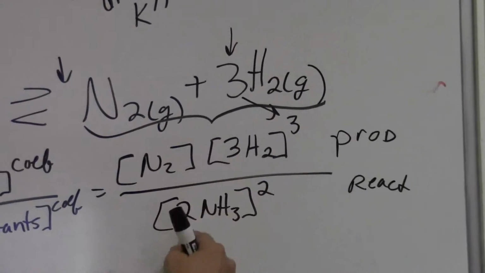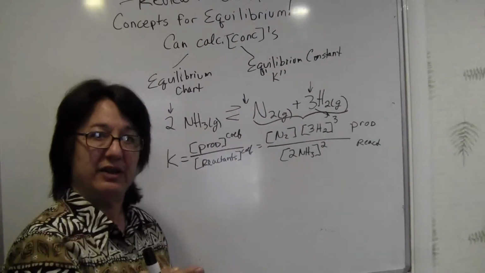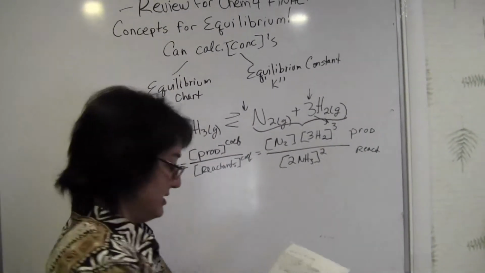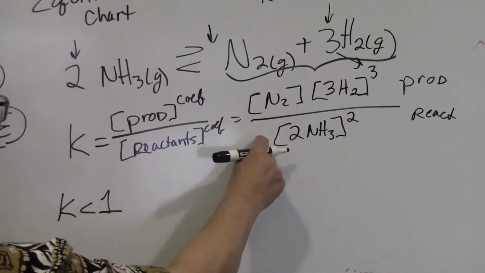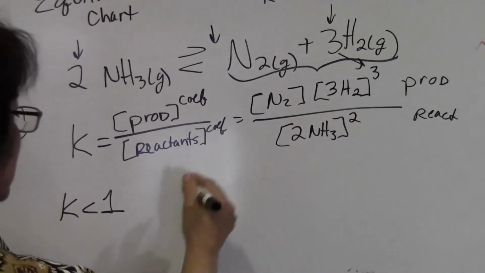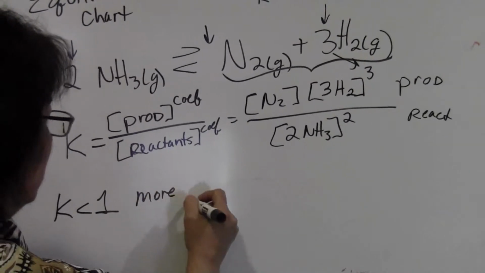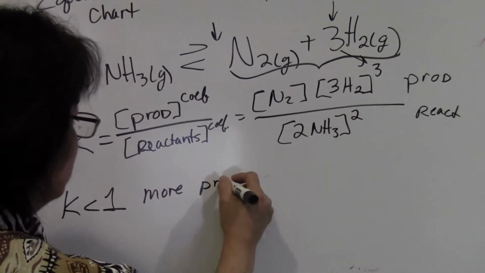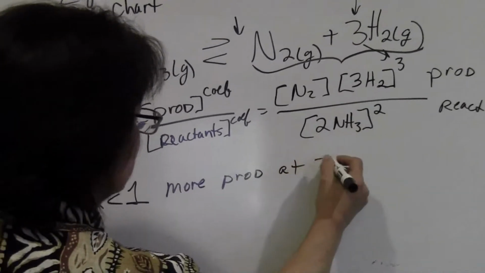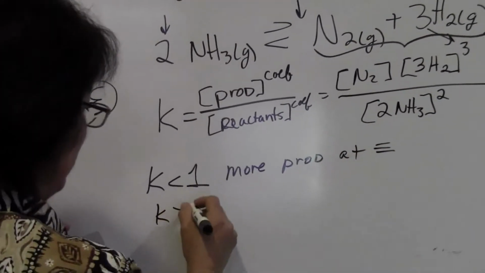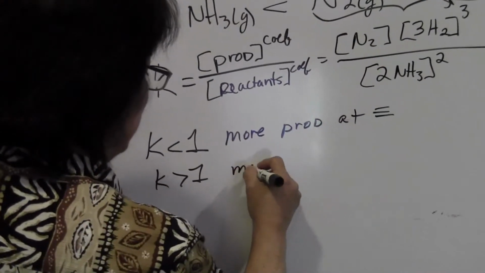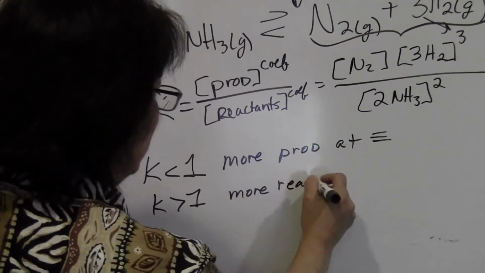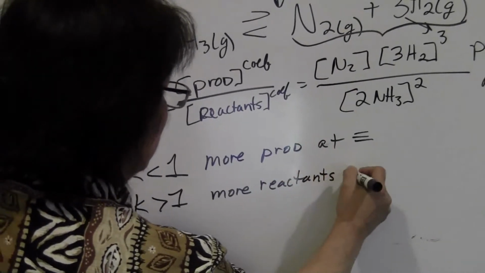Naturally, after that, we would plug in the x's or the values that we had, and then we could use it to solve. Now, if your K turns out to be less than 1, that means the top is smaller than the bottom. So that means we have more product at equilibrium. If the K is greater than 1, that means the top of this fraction is larger. So that means at equilibrium we have more reactants.